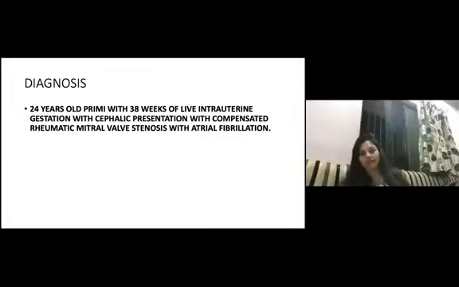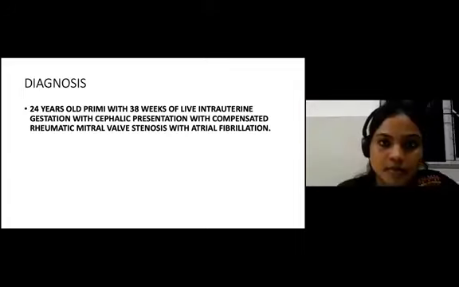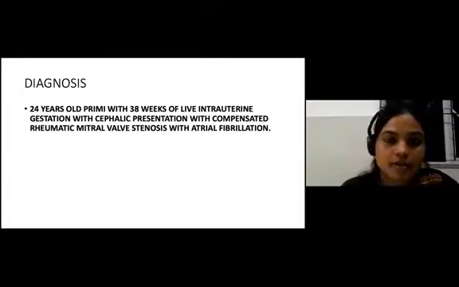Do you want to start anticoagulation in this patient? Yes, ma'am. Since the patient is an antenatal patient, drugs like oral vitamin K antagonists cannot be started in early pregnancy. They may cross the placental barrier, and there is a high risk of teratogenicity. So the patient may be started on low molecular weight heparin or unfractionated heparin.